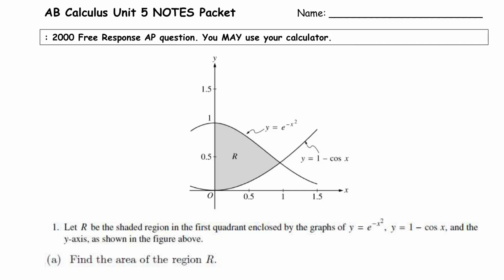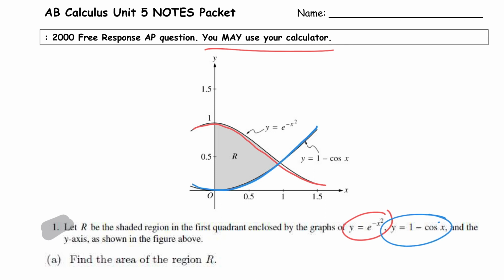So let's get started with this free response question. Because this is question number 1, that tells us that we are working with our calculators for this, and it also says that at the top. So the first part says, let R be the shaded region in the first quadrant enclosed by these graphs, as we can see. So I'm just going to highlight these in their respective colors just so that we can see what we're dealing with.